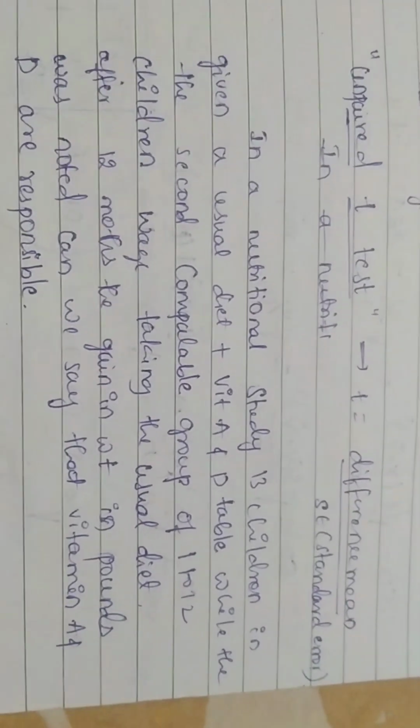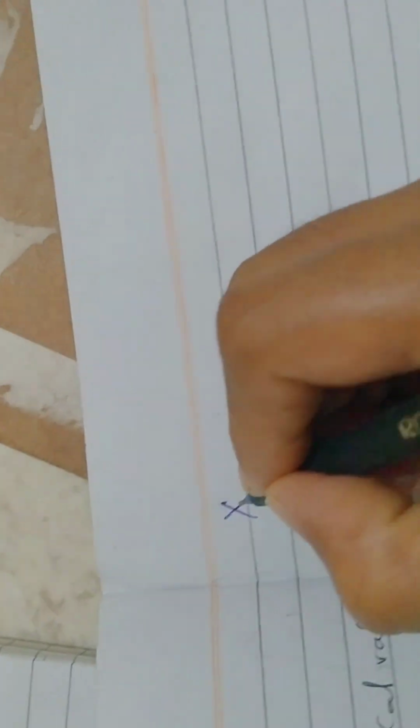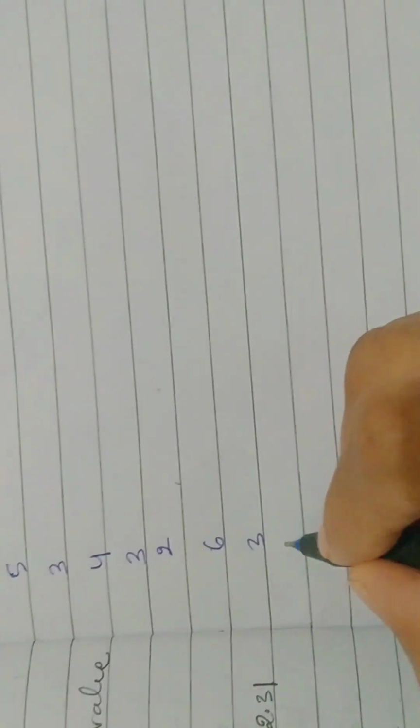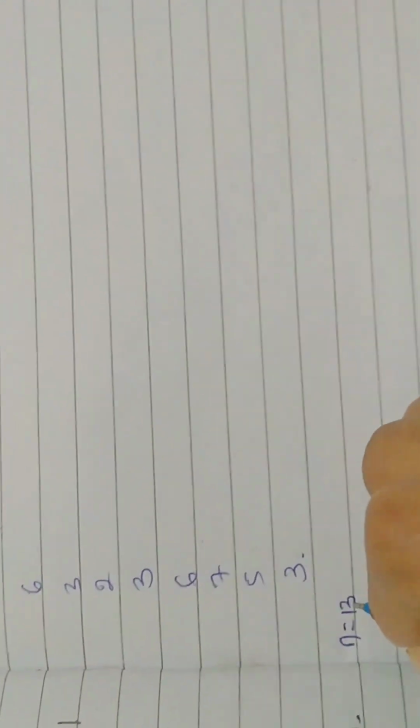So we'll consider x as the variable and write down the data. x has 5, 3, 4, 3, 2, 6, 3, 2, 3, 6, 7, 5, 3. So here we have n as 13 observations, and the total of this is around 52 after adding all these values.